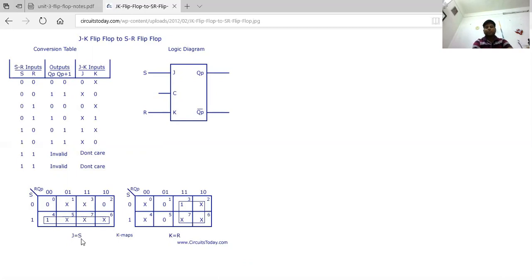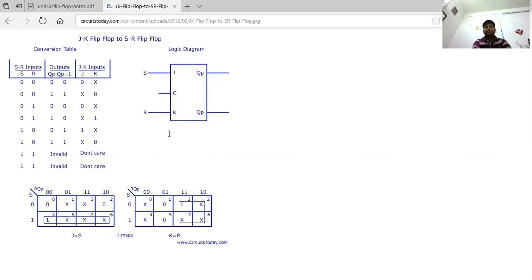For the J value, the final value is S, and one quad is also there, so K equals R. The possible equations are K equals R and J equals S. When J and K are the input section, C is the clock pulse, and QP and QP dash are the output section. So again, no changes: J for S, K for R. J for S, K for R.